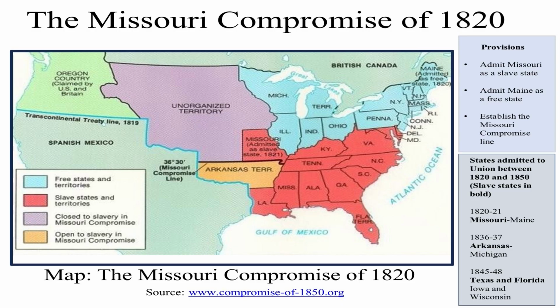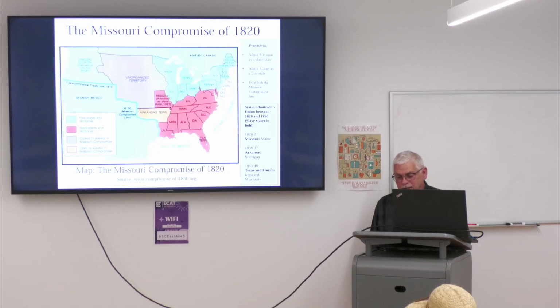So from 1820 to 1850, states entered the Union in free and slave state pairs in order to continue the balance between free and slave states. So 8 states joined the Union in the period between 1820 and 1850: Missouri and Maine, 1820 and 1821; Arkansas and Michigan, 1836, 1837; Texas and Florida, and Iowa and Wisconsin, 1845 to 1848.